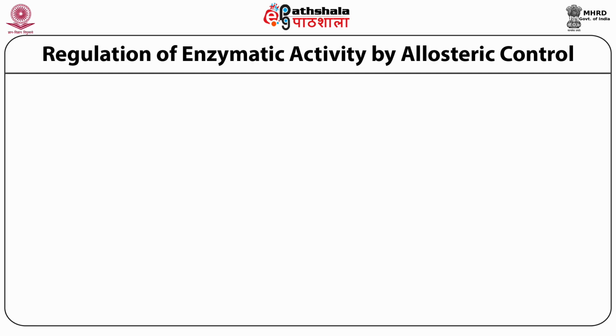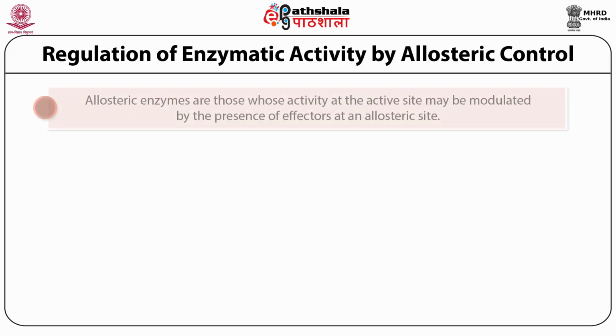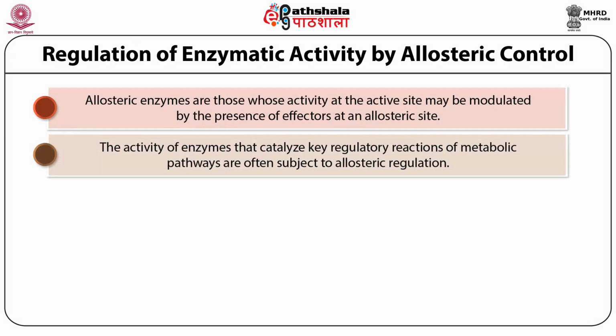We will now talk about regulation of enzyme activity through allosteric control. Allosteric control is a very important control in regulating the majority of biochemical reactions. Allosteric enzymes are those enzymes which have an additional allosteric site beside the active site. This allosteric site is the site where the effector molecule can come and bind, and that can regulate the catalysis of the enzyme.